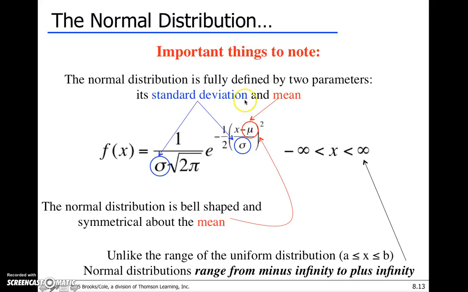Important things to note: the normal distribution is fully defined by two parameters: the standard deviation, sigma, shown here, and the mean, mu, shown here in red. The normal distribution is bell-shaped and symmetrical about the mean. Unlike the range of the uniform distribution, between A and B, the normal distribution ranges from minus infinity to plus infinity. We say in math that the domain is the set of real numbers between minus infinity and plus infinity.